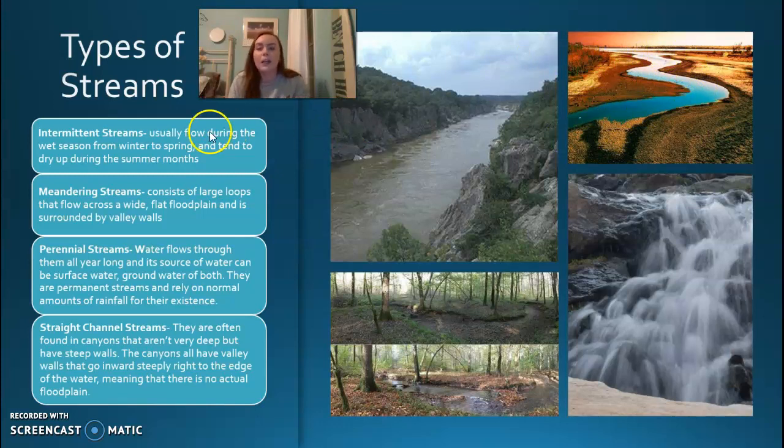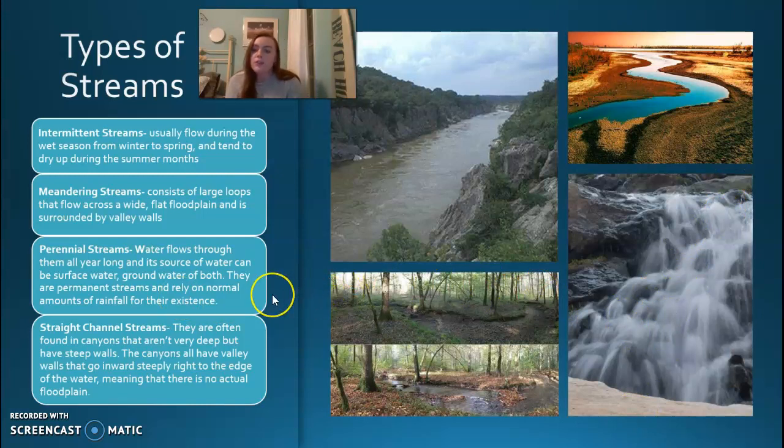And the intermittent streams are actually right down here at the bottom, where you can see this one's dried up during the summer months, and down here it has water flowing through it during the spring and winter time. And then here we have perennial streams, in which the water flows all year long. The source of water can be surface water, groundwater, or both. And they are permanent streams, and they rely on normal amounts of rainfall for their existence. And that can be seen right here flowing down.